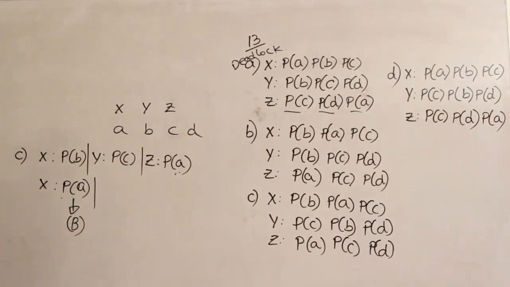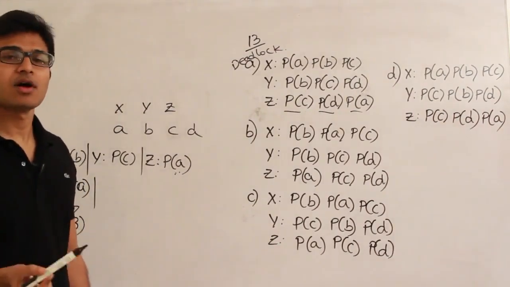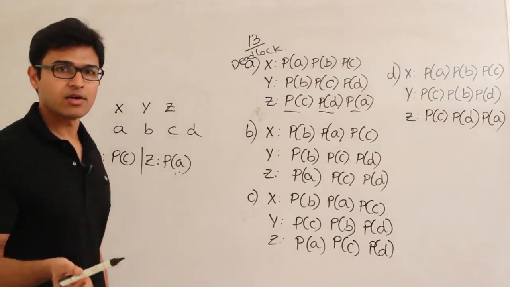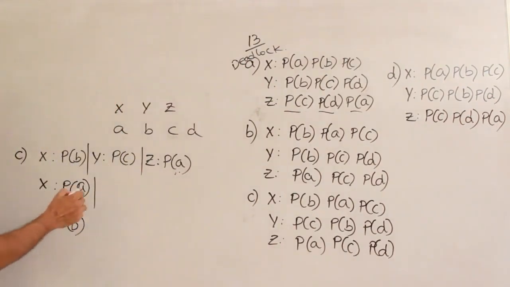See, whatever sequence I am showing, they are one of the possible sequences. I am just trying to explore how there could be a possibility of deadlock. It doesn't mean that there will always be a deadlock, but there is a possibility. That is what I am trying to explore here.